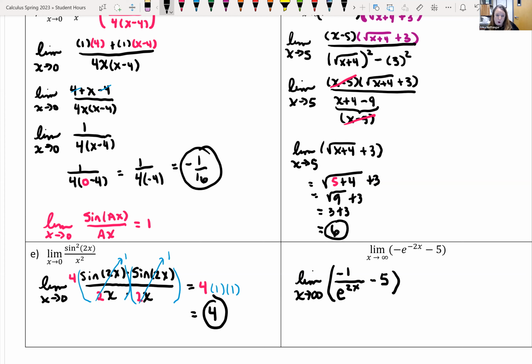So recall, if you have 1 over a number that goes to infinity, that goes to 0. Well, if I take e raised to the 2 times infinity, recall e to the x, or e to the 2x, looks similar to this function. And so as I'm going off to infinity, my denominator is blowing up and going to infinity. So this piece, negative 1 all over e to the 2x, goes to 0. And so we're left with 0 minus 5, which is equal to negative 5.